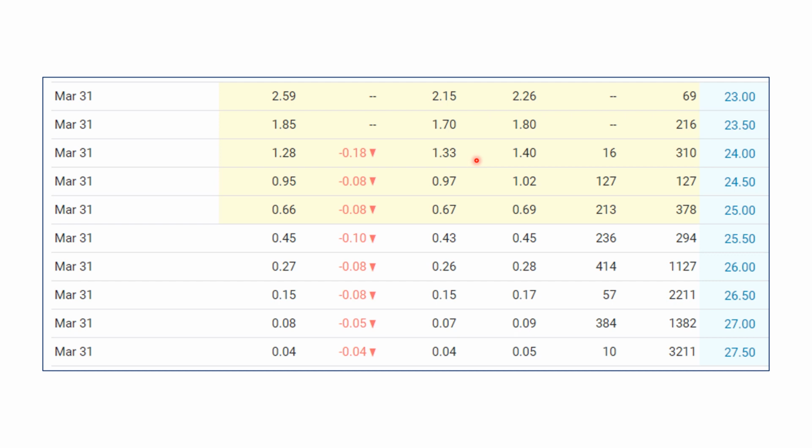All right, so that's it, everybody. Just to sum it up, we've got our last trade, how far down this is from the prior trade, the current bid, which is the highest anyone's willing to pay, the current offer, which is the lowest anyone's willing to sell at, the amount of volume that's traded, and the amount of open interest. And over here we have the strike price.